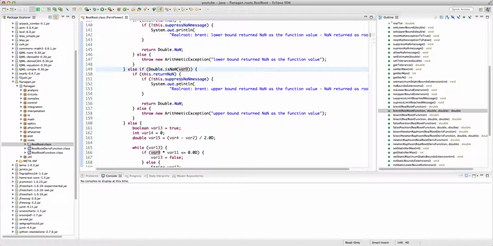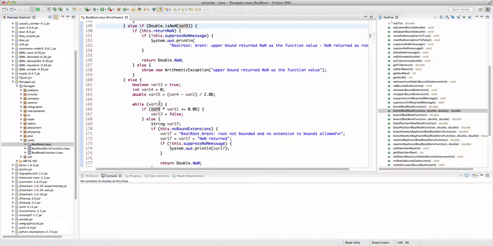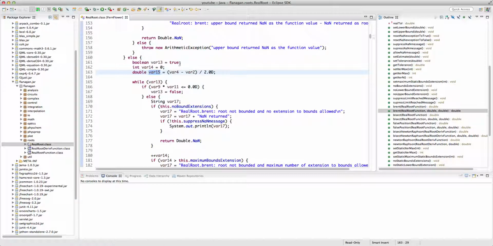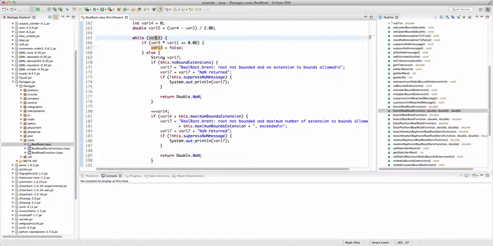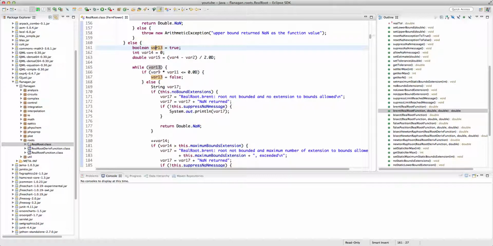The function at the upper bound is NaN. Okay, next it tries to find the half length of the interval. var15 is var4 minus var2 over 2, so it's the half length, and it sets the flag var3 to true, and var3 is basically the flag for extending the lower bound and upper bound.